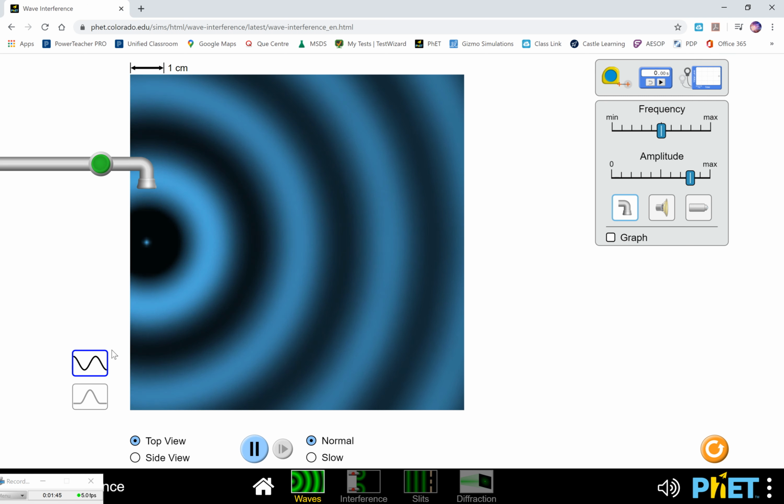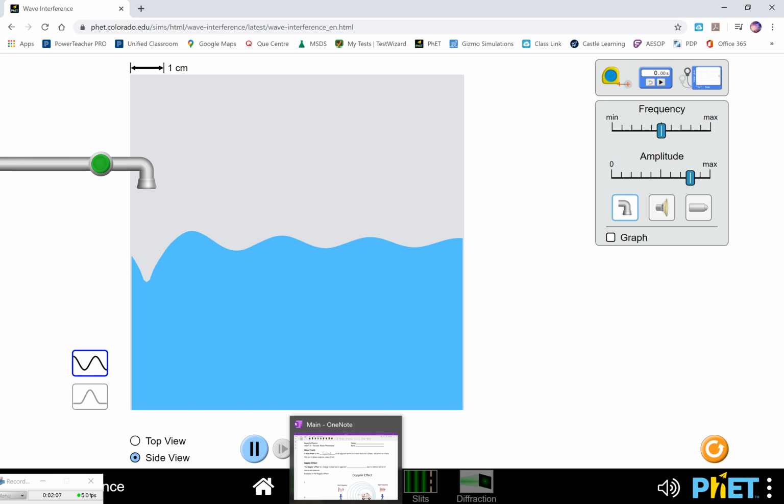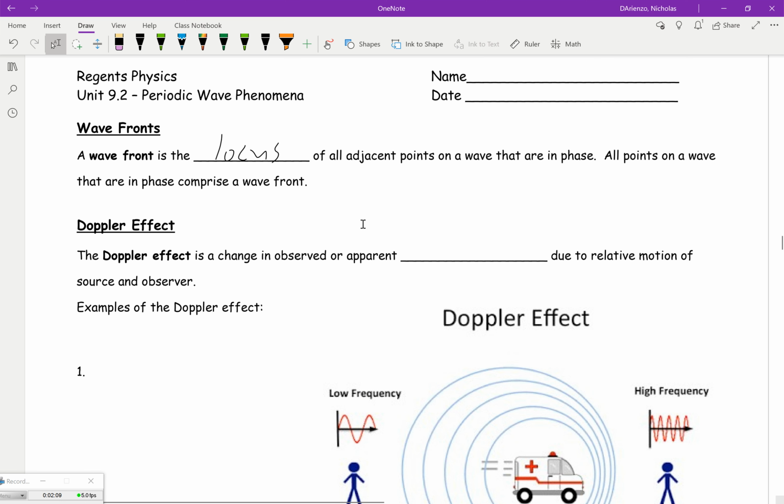If we look at this from the side view, we've all probably seen this before, water dripping into a container of water, and we produce these wave fronts moving from left to right. And this wave here and this wave here are considered in phase with each other. And we'll come back to this momentarily. So any point there on that line is considered a wave front.